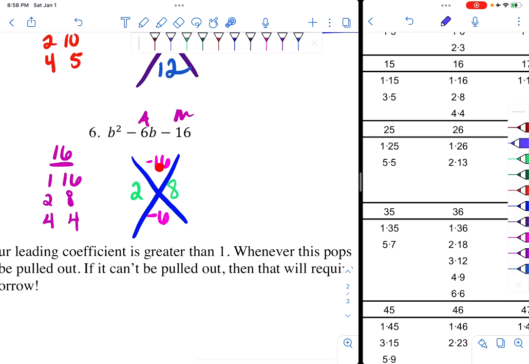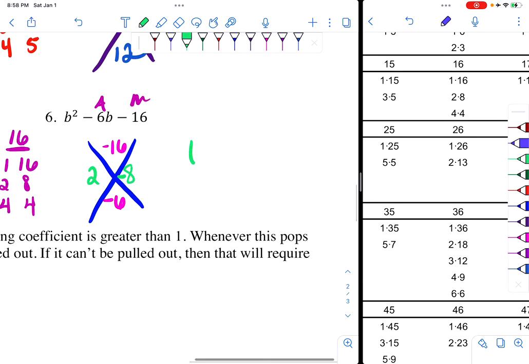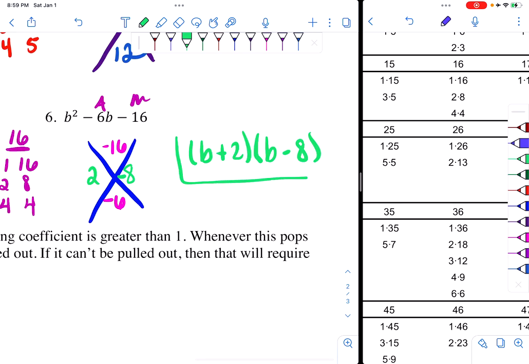2 times 8 is 16, not negative 16, so one of them's got to be negative, so I'm going to make my 2 negative. Negative 2 times 8, negative 16. Negative 2 plus 8, positive 6. I want a negative 6, so I'm going to make my 8 negative. 2 and negative 8 make negative 16. 2 plus a negative 8 makes negative 6. So for this example, my final answer is b plus 2 times b minus 8. And that's it.